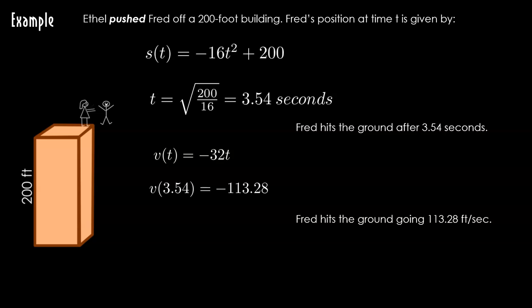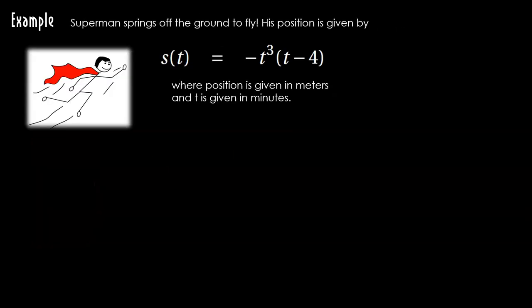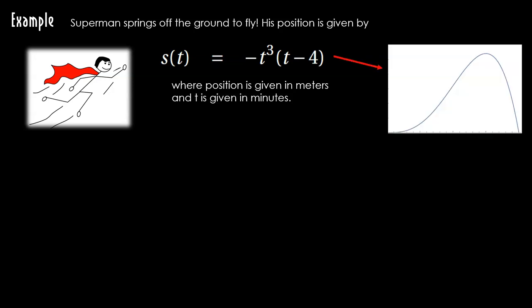Let's try something other than this particular standard position equation. Let's try a funky position equation. We've got Superman. He's flying off in the air. His position is given by negative t cubed times t minus 4, where the position is given in meters and t is given in minutes. So his flight looks something like this in terms of height.